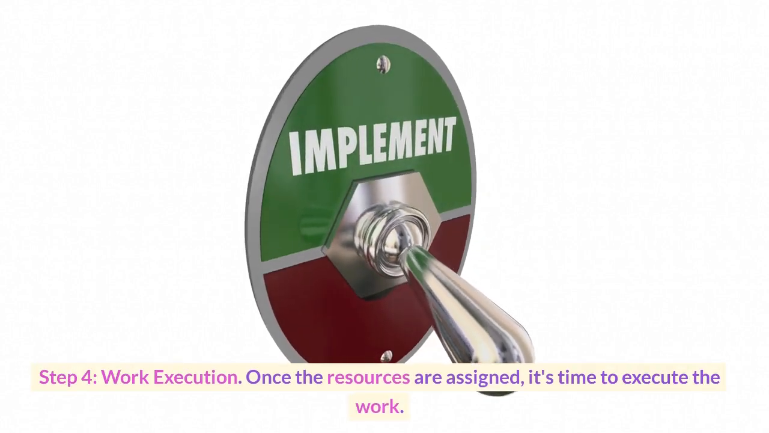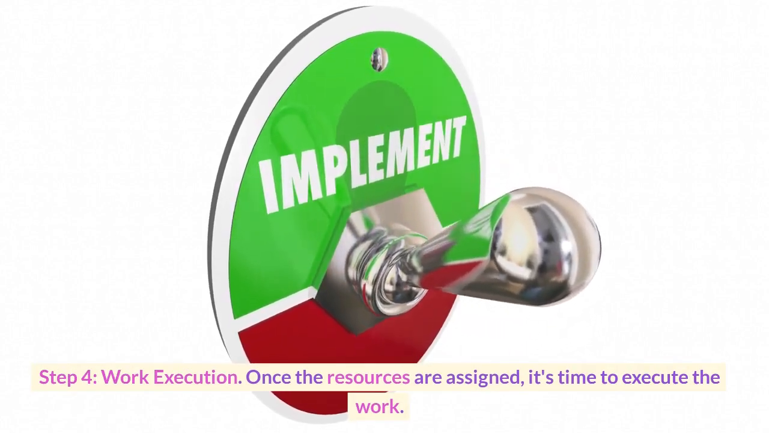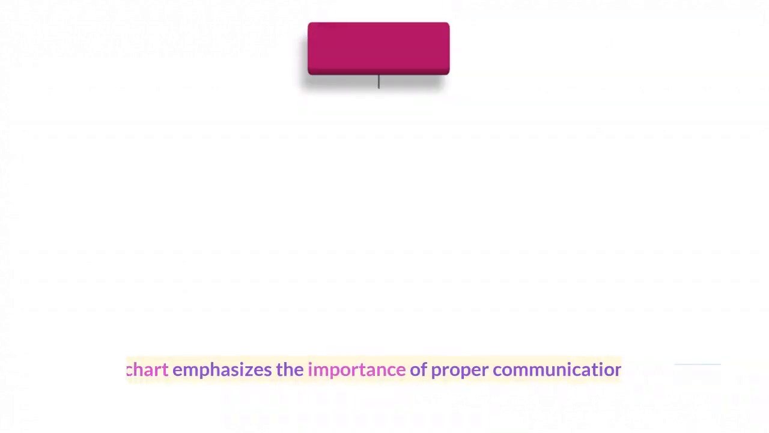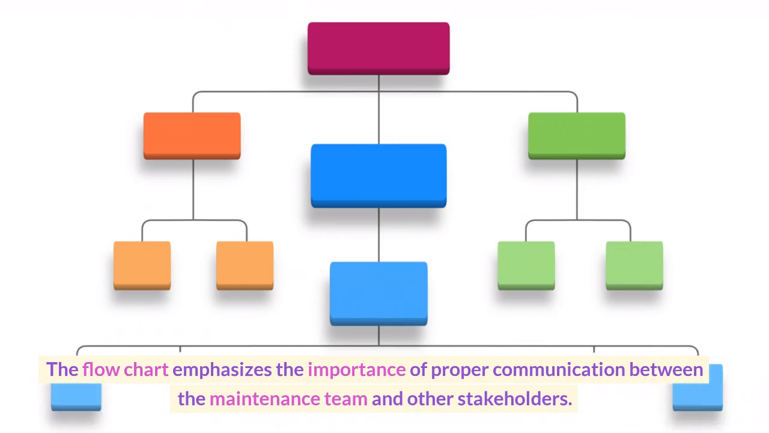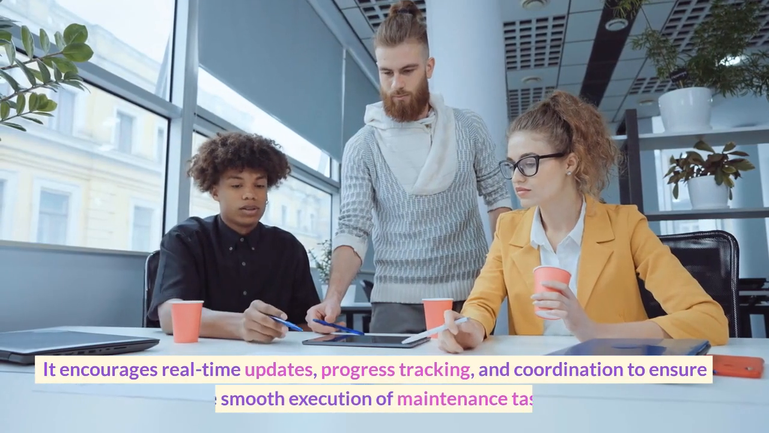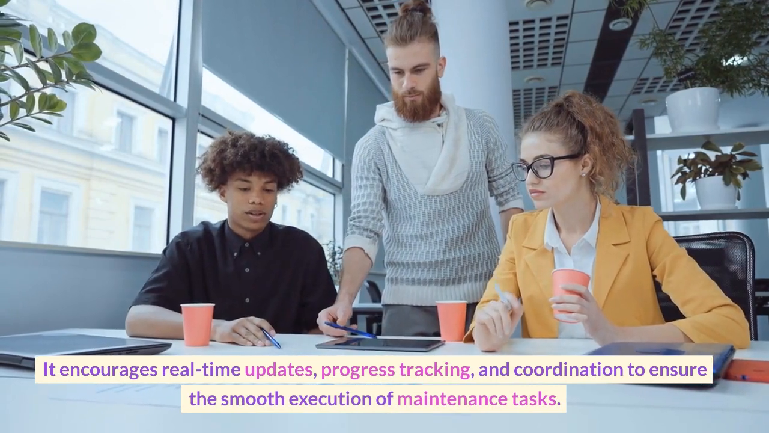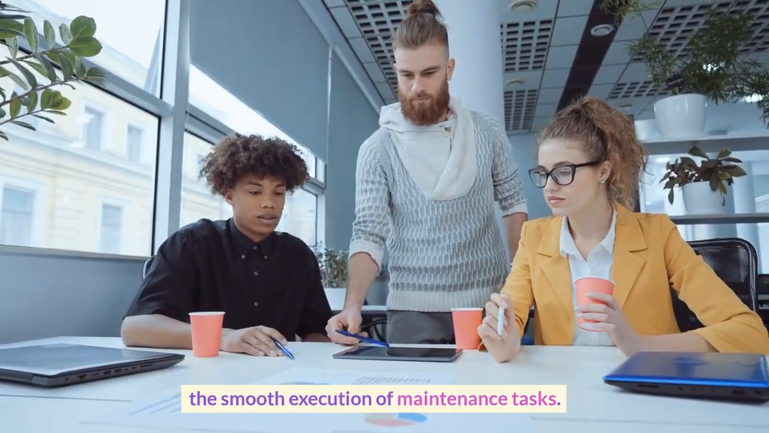Step 4. Work execution. Once the resources are assigned, it's time to execute the work. The flowchart emphasizes the importance of proper communication between the maintenance team and other stakeholders. It encourages real-time updates, progress tracking, and coordination to ensure the smooth execution of maintenance tasks.